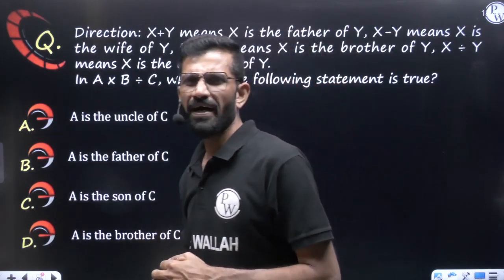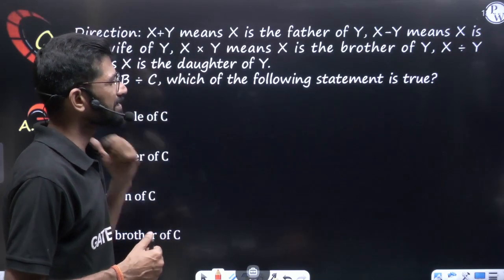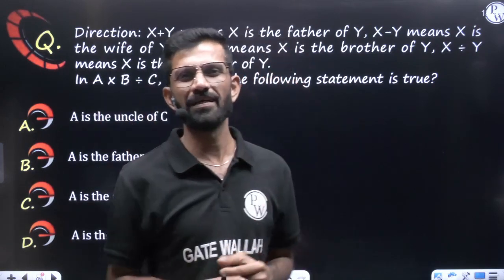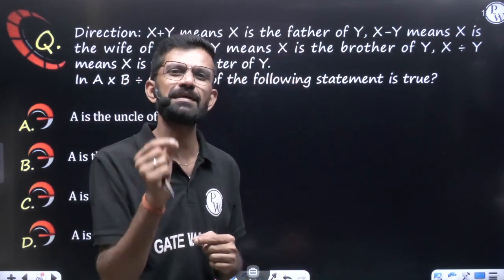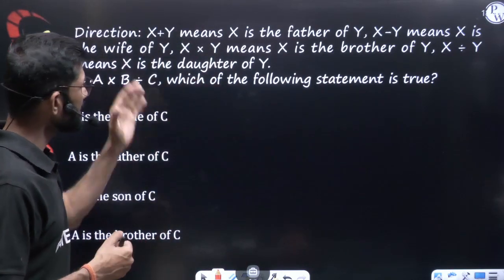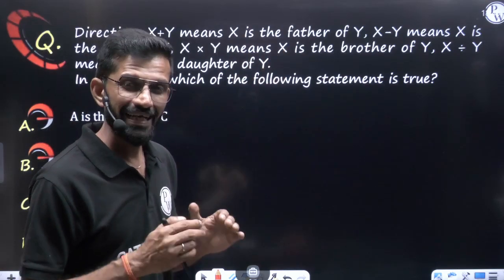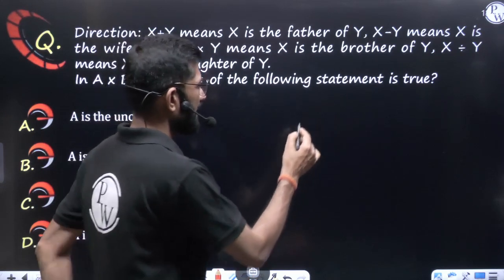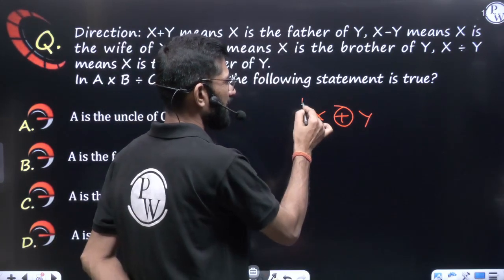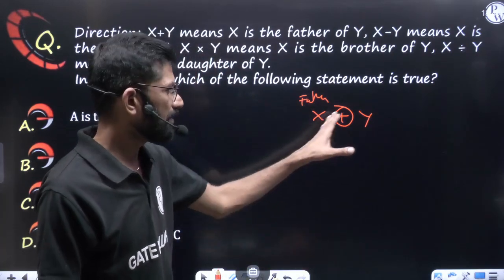Now here you can find they are giving you some directions. X plus Y means, they are using some symbol, and based on that symbol they are saying what the relation will be. Every symbol has some specific meaning of relation. They have given X plus Y means X is the father of Y. When I use plus in the middle, then X is the father. So you know the gender of X, it is positive because it is the father of Y.